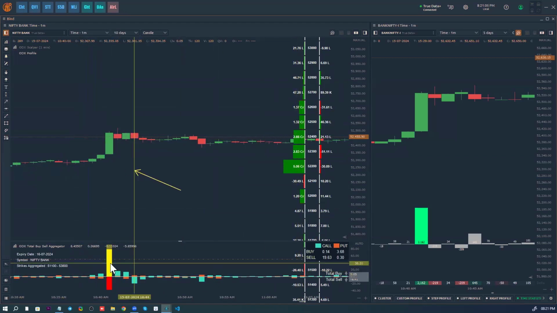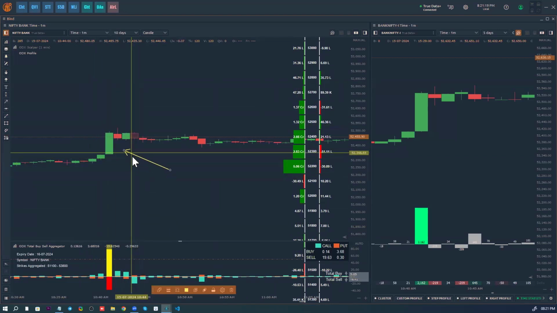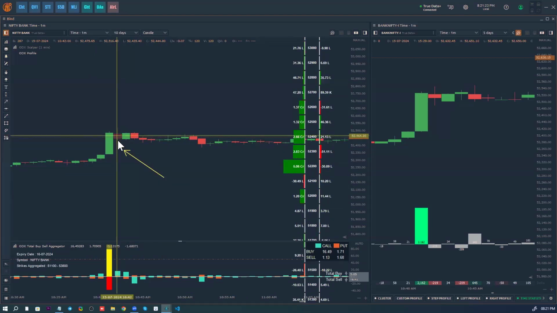So on the total buy sell aggregator, you will see the call color. This call number is really big, and there is no selling here. It does not show really big selling or anything. So don't you see that the data is actually different? The candle is green, but the total buy sell aggregator shows that there is buying in the call. So there is a divergence here.